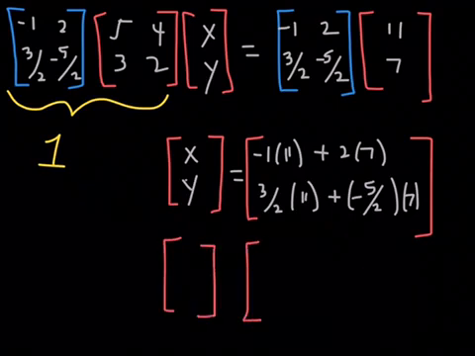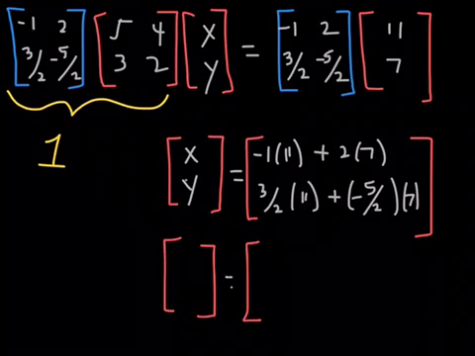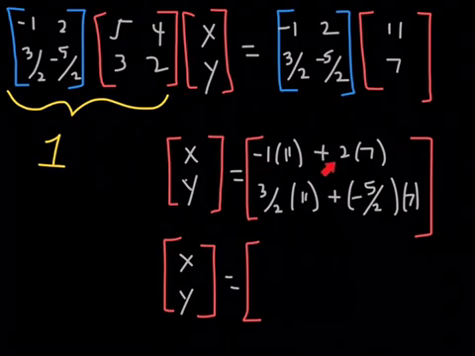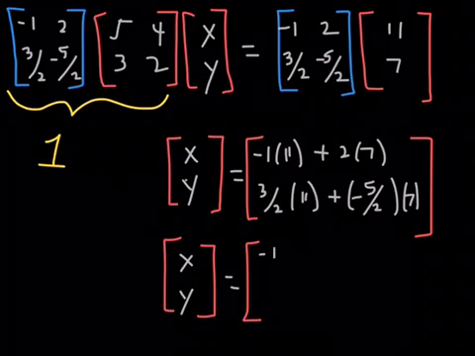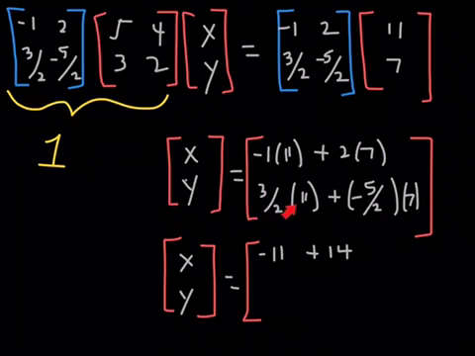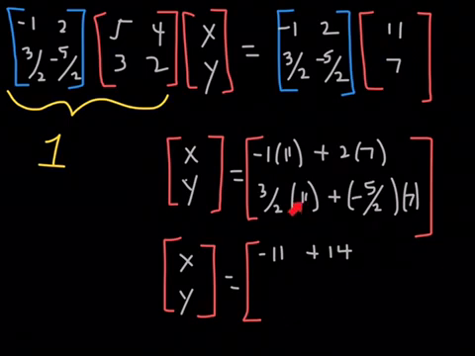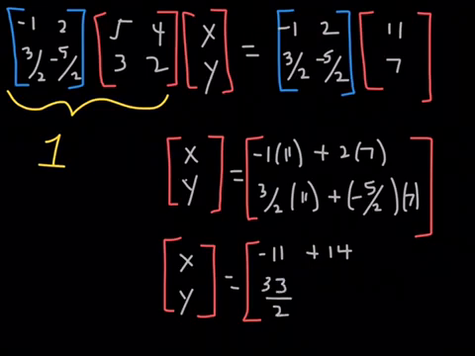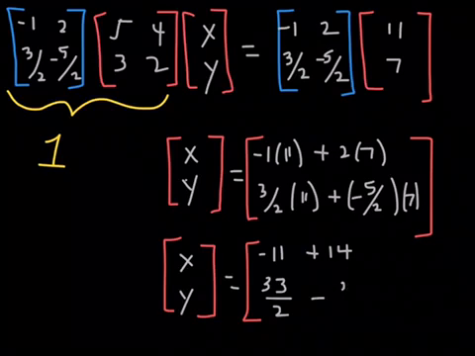All right, so let's see what we're getting here. This is negative 11 plus 14. Let me actually write that out. Now in the bottom row, I have 3/2 times 11. Don't forget that the 11 has an invisible 1 underneath. So when you multiply, you're just going to get 33/2. And then minus, over here, you'll get 35/2, like that.